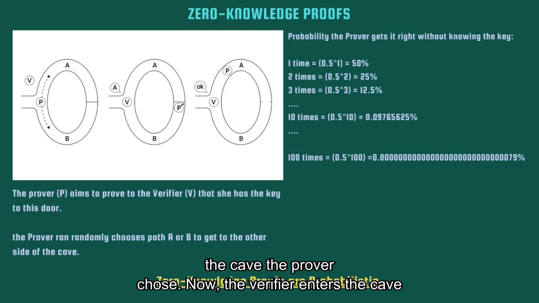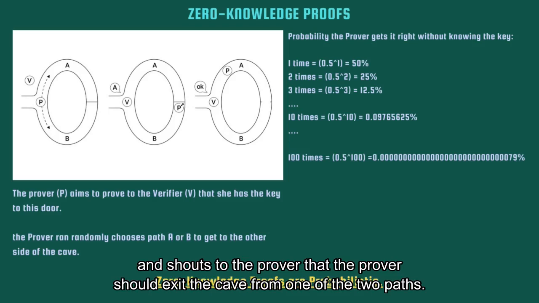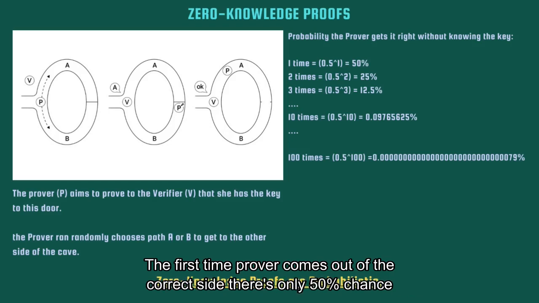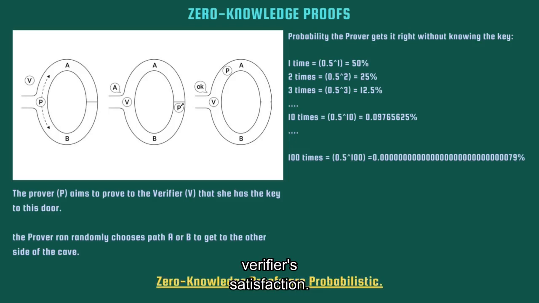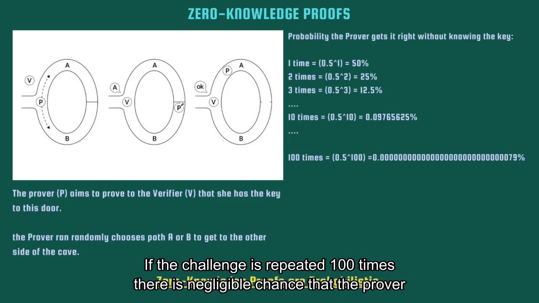Now, the verifier enters the cave and shouts to the prover that the prover should exit the cave from one of the two paths. The first time the prover comes out of the correct side, there is only a 50% chance that the prover actually knows the key. But the challenge can be repeated to the verifier's satisfaction. If the challenge is repeated 100 times, there is a negligible chance that the prover doesn't know the key and gets it right 100 times.